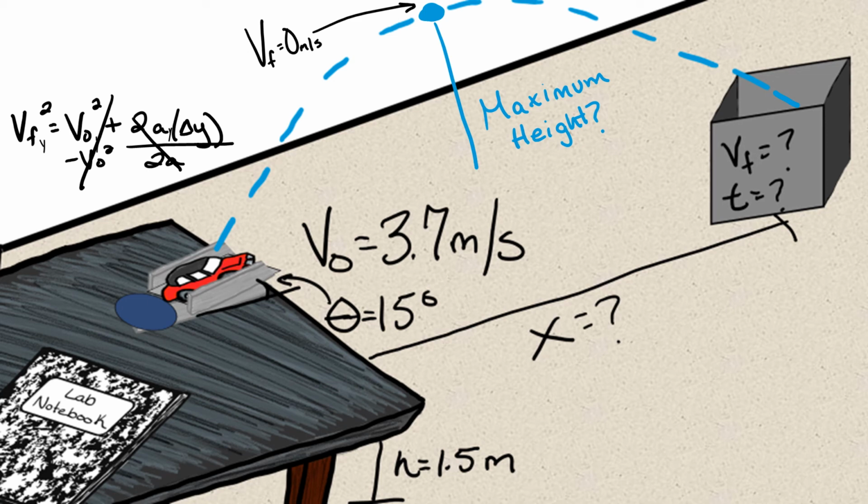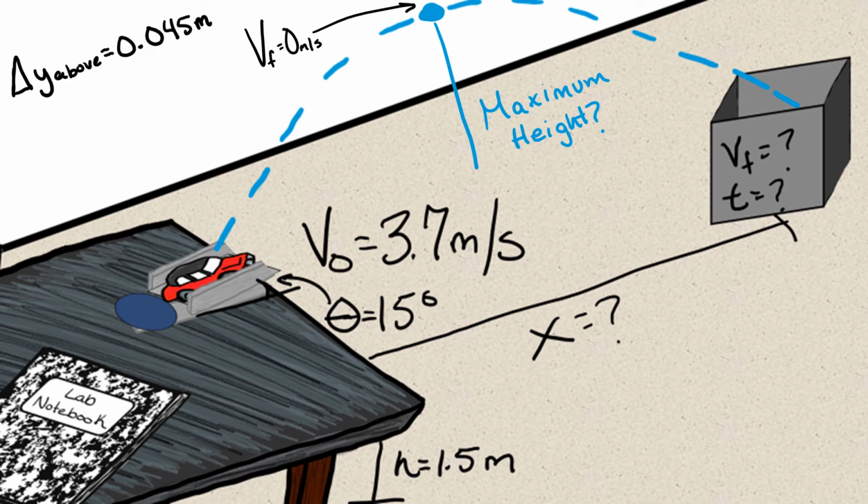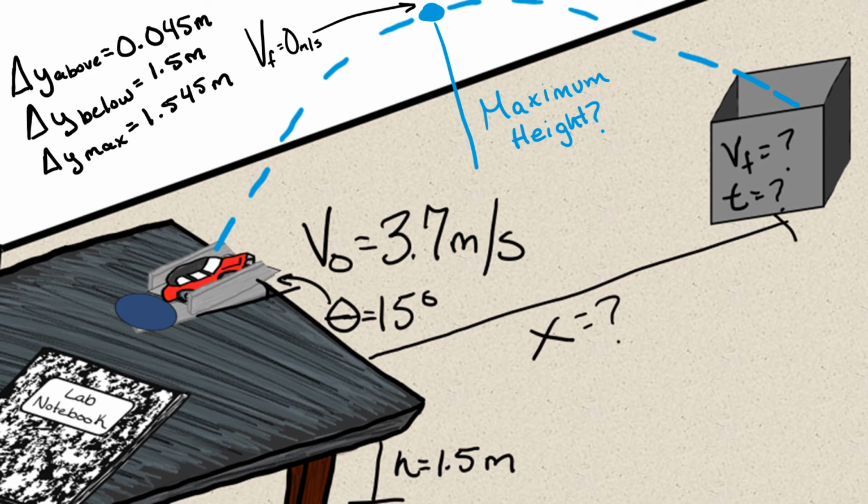That's right, Alex. We must rearrange the formula to solve for delta y, and then we can plug in our values, resulting in 0.045 meters above the table. In other words, the car would reach a maximum height of 1.55 meters from the ground when it flew through the air. Okay, here's another question for you, Alex.